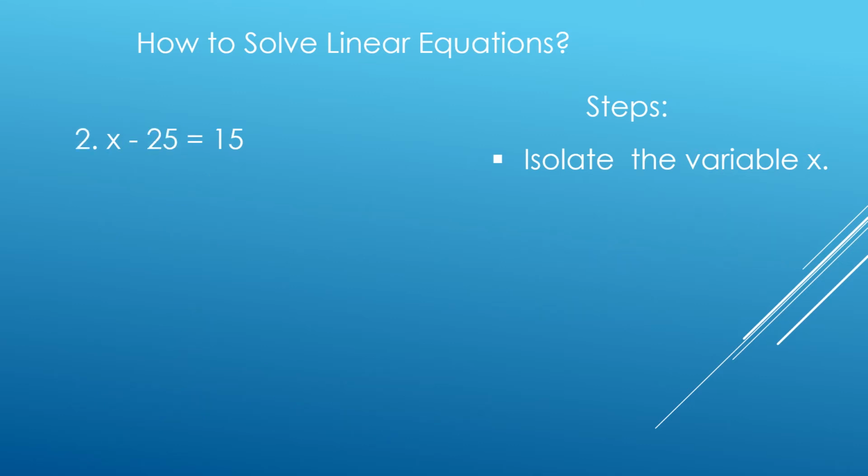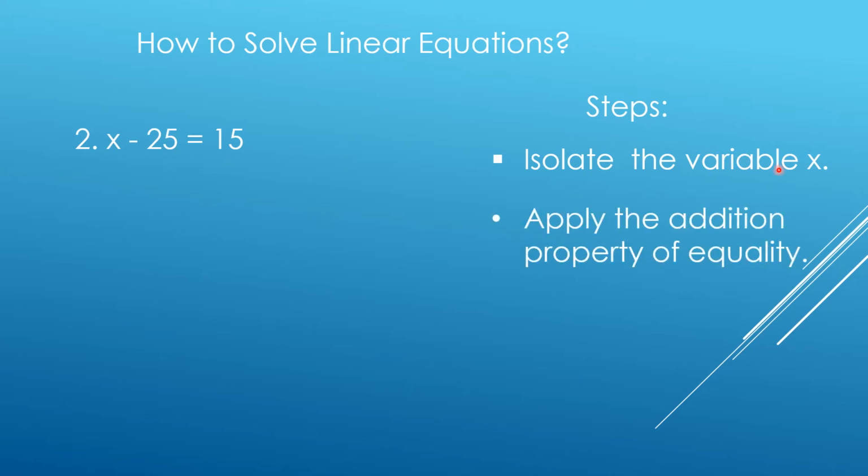Next, let's have an example. So I have here x minus 25 is equal to 15. So isolate the variable x again. Apply the addition property of equality. Why addition property this time? Because this is subtraction here. So this time, we are going to add 25 in order to get that number equal to 0 if we're going to perform them.